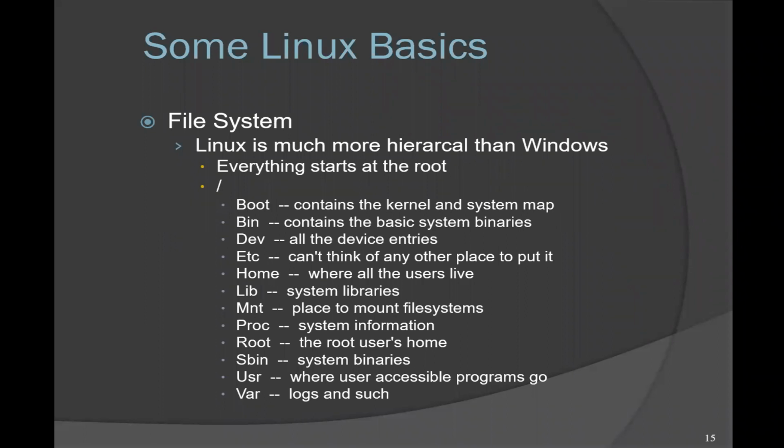Under the root directory you will get these subdirectories. Each subdirectory has its own category. For example, the boot directory contains kernel files or booting files. The bin directory contains basic system binaries for commands. When we run any command on a Linux GNU operating system, it is stored in bin.